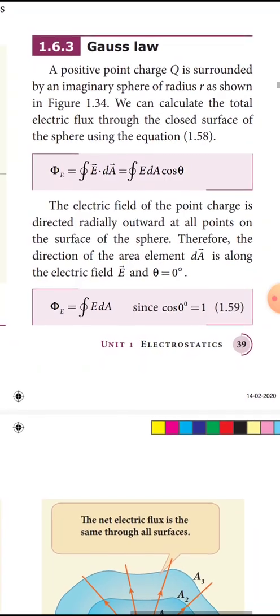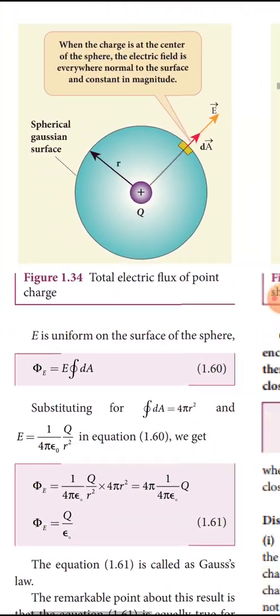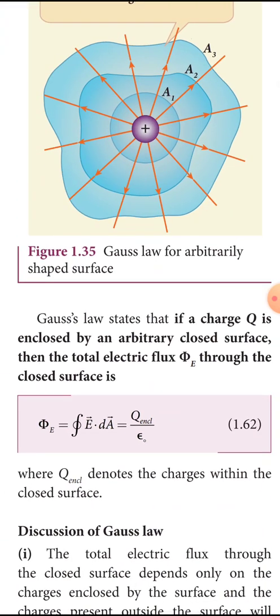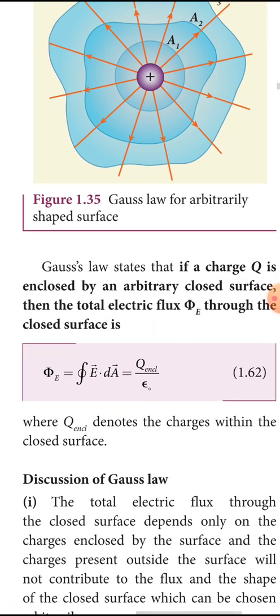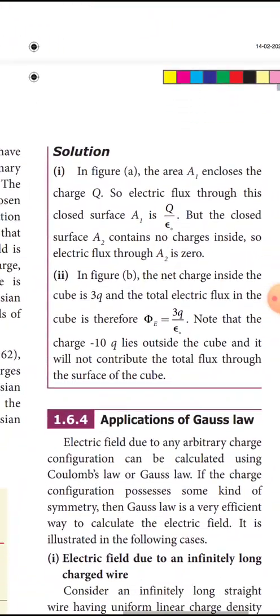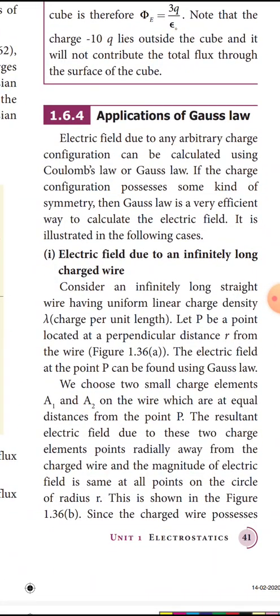Next, you have Gauss law. Here this is the definition, that is the statement. If a charge Q is enclosed by an arbitrary closed surface, then the electric flux phi E through the closed surface is given by the formula phi E is equal to the integration over a closed surface of E vector dot dA vector, which is equal to Q enclosed by epsilon naught. This is Gauss law. And here there are 3 or 4 cases for applications of Gauss law.